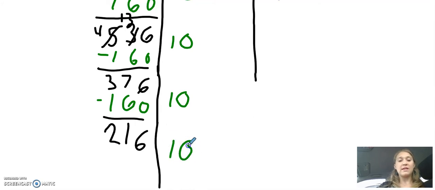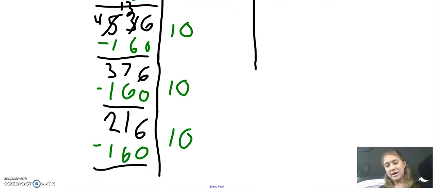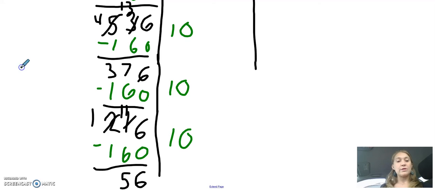So I'm going to put a 10 on the outside. I'm going to say 10 times 16 is 160. I'm going to subtract. I'm going to move my page down a little bit more. 6 minus 0 is 6. 1 minus 6, I'm going to say stop, regroup. 2 becomes a 1, and that 1 becomes an 11. 11 minus 6 is 5, and 1 minus 1 is 0. All right, so now I've got 56.